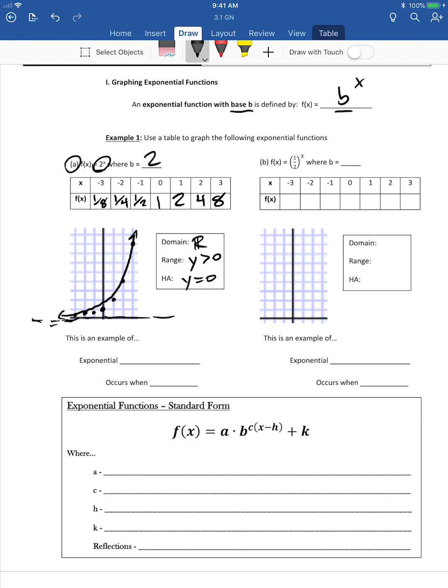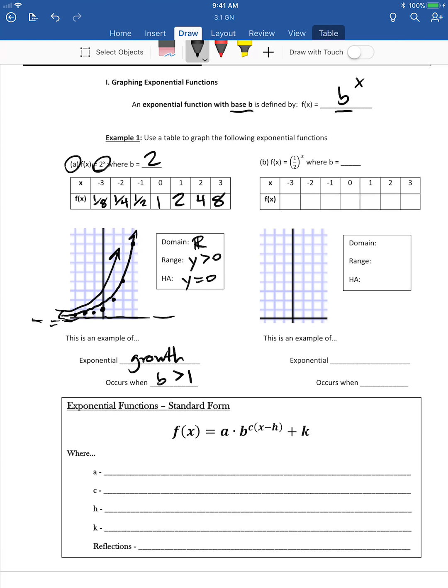So this is an example of something we call exponential growth. And this occurs when b, our base, is greater than 1. So exponential growth should make sense. Our graph is moving up. Let's take a look at the next example then.